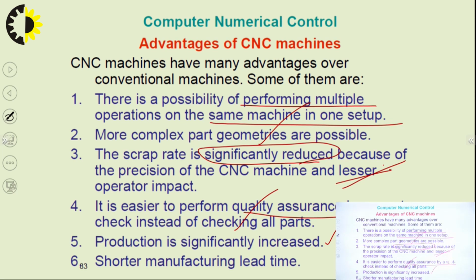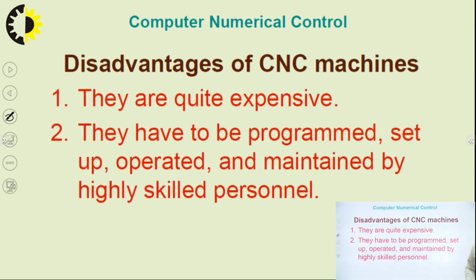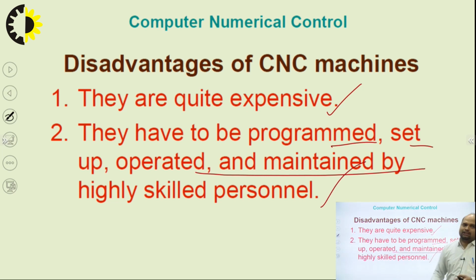Similarly, another advantage is that production is significantly increased, which also leads to shorter manufacturing time. Talking about the disadvantages of CNC machines, they are quite expensive. They have to be programmed, set up, operated and maintained by highly skilled persons. The main limitation, or disadvantage, of this numerical control system is that a highly qualified operator is needed to operate the machines.